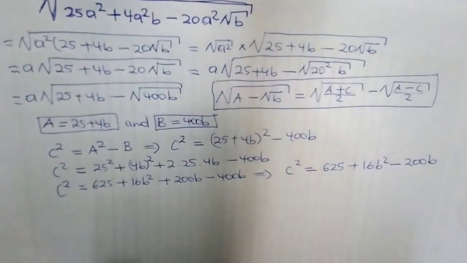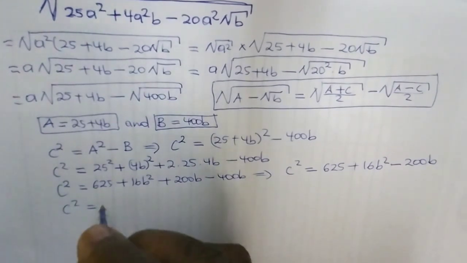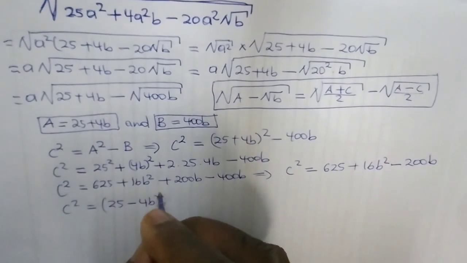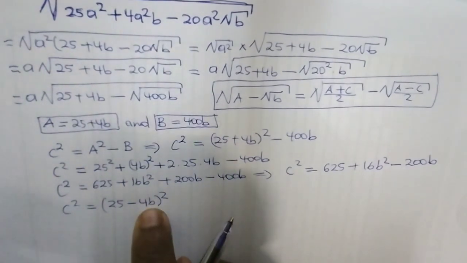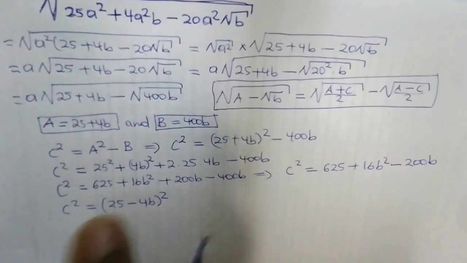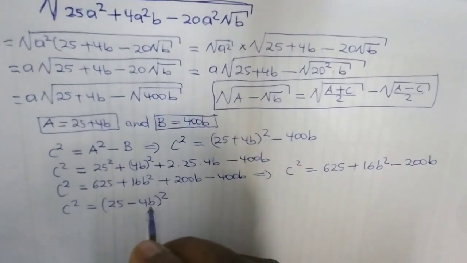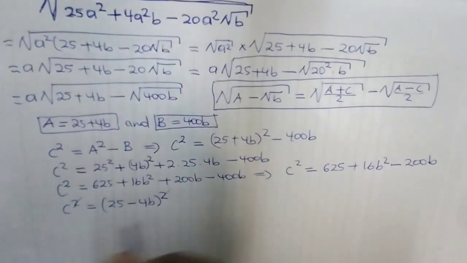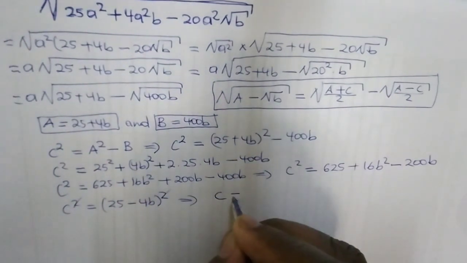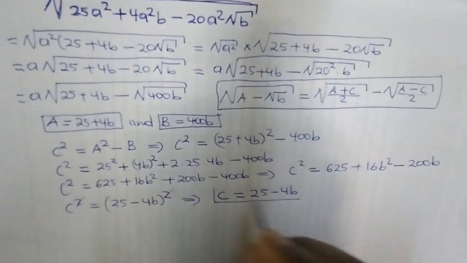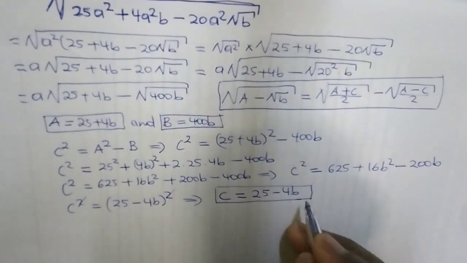This can be written as c squared equals 25 minus 4b raised to the power 2. Look how, ladies and gentlemen, we come to find the c. So since we have c to the power 2 and 25 minus 4b raised to the power 2, I can cancel the power here and the power there. So therefore, the value of c will be 25 minus 4b. Ladies and gentlemen, we have found the value of c.